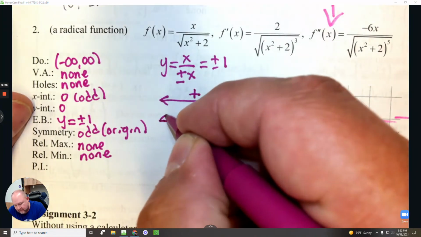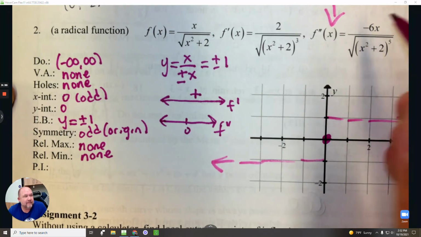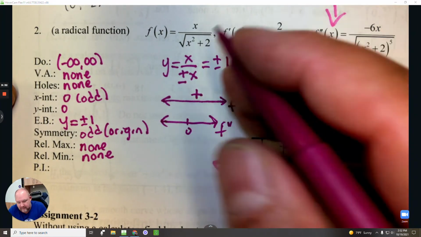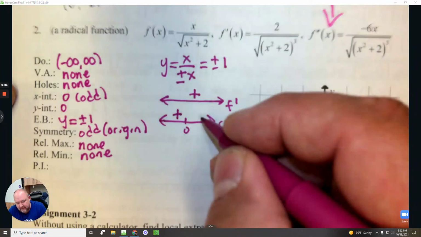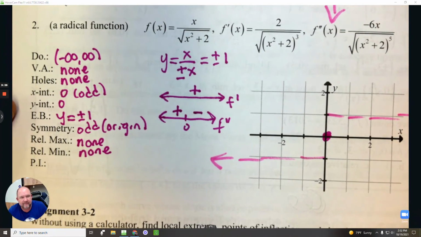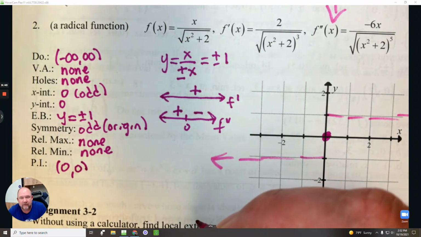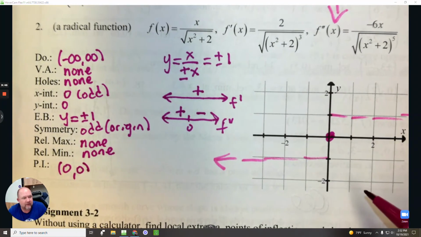And then the second derivative, the only critical number is 0. If I put in a negative number, it's going to be positive, and if I put in a positive number, the answer is negative. So this tells me concavity. So there's a point of inflection at 0, and if you plug in 0, the answer is 0. So this is a point of inflection.